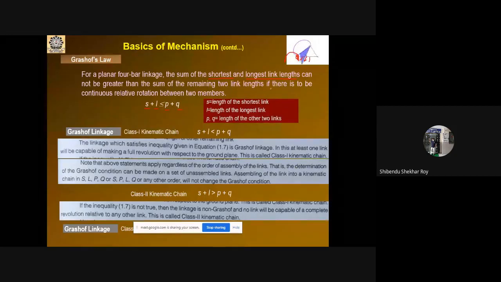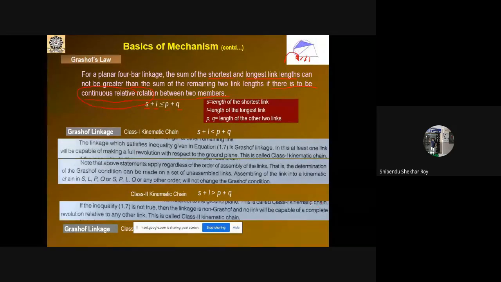Most important, if you would like to obtain continuous relative motion between two members, then it should follow this particular law. This law was proposed by Grashof, and that is why it is known as the Grashof law. So when you want continuous relative rotational motion between two members, it should satisfy this condition: length of the shortest link plus length of the longest link less than or equal to the sum of the lengths of the other two links.